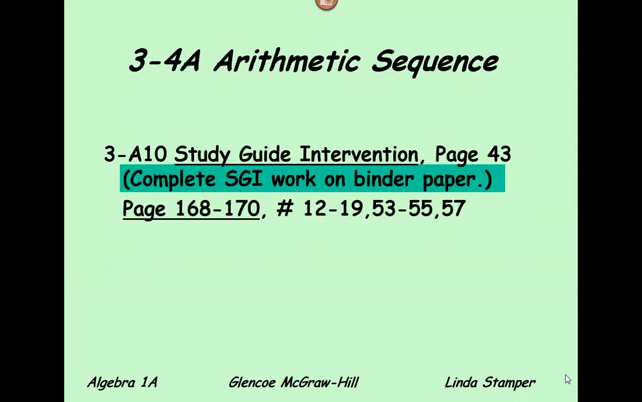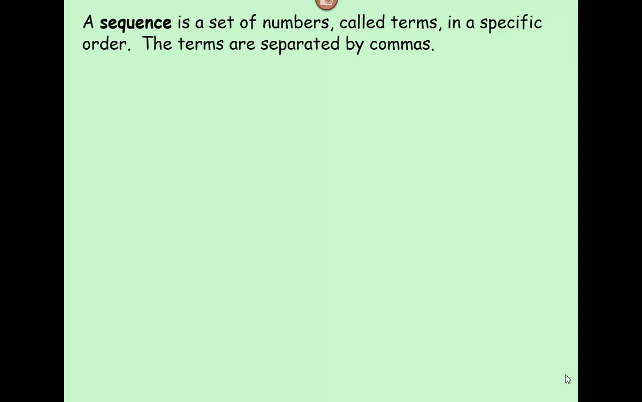So let's go ahead and start talking about sequences. All a sequence is, is a set of numbers or a list of numbers that we call terms. They are in a specific order and the terms are separated by a comma. So they're following some pattern, such as this pattern here. Each of the terms 6.3, 14.5, 22.7, 30.9, and 39.1 are terms. Those are separated by the commas that you see.